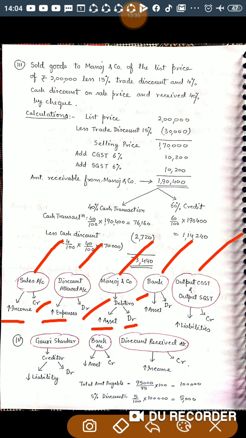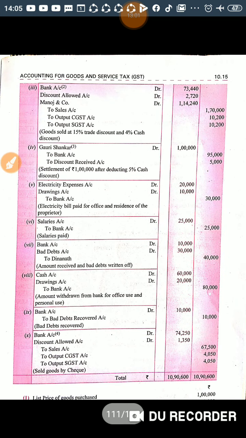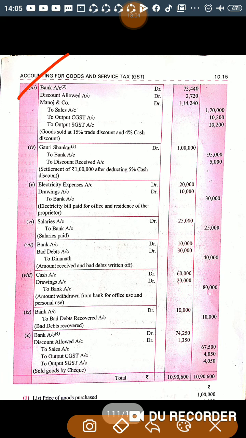Bank, it is an asset, we are receiving a check from Manoj and company, so the bank balance is increasing, the asset is increasing, it should be debited. Output CGST and output SGST are liabilities because this amount we are collecting from Manoj and company will be submitted to the government, so an increase in liability should be credited. So the journal entry will be this one. The date is not given, so you will write the number of the transaction in the date column.